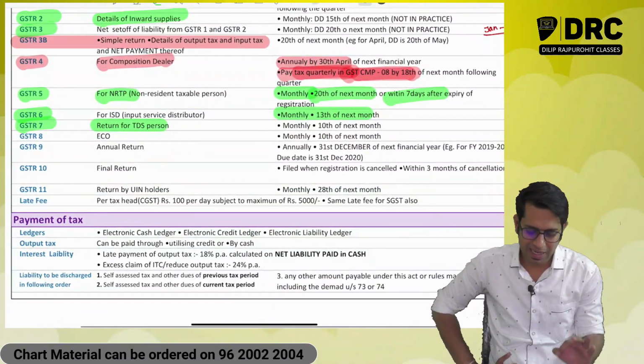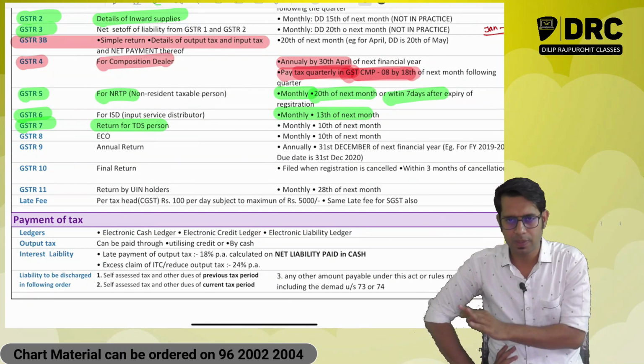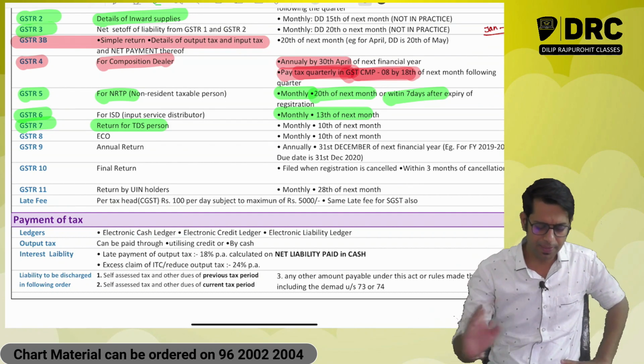Then we have GSTR 8. This GSTR 8 is a return which is required to be filed by a TCS person. 10th of next month is the due date, and it is required to be filed on monthly basis.